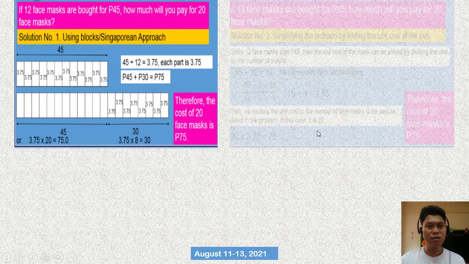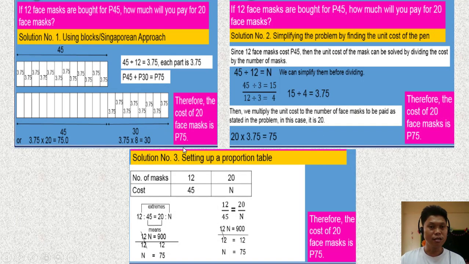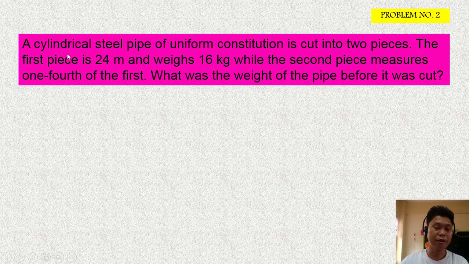By comparing the three solutions, we have 75 pesos, 75 pesos, and 75 pesos. Therefore, our answer is correct using three different ways. We will now proceed to question number 2 or problem number 2.